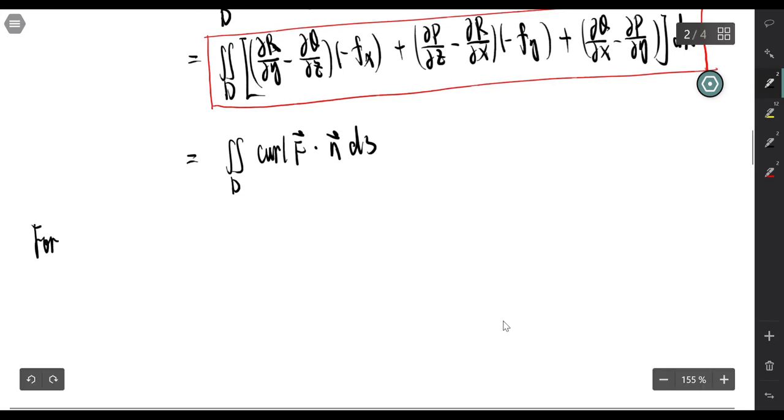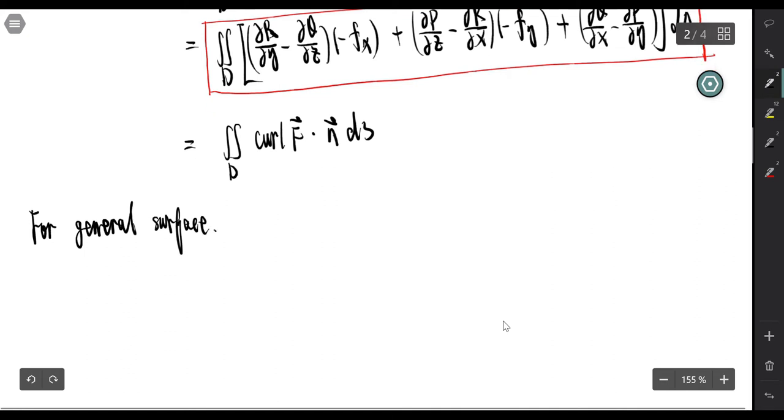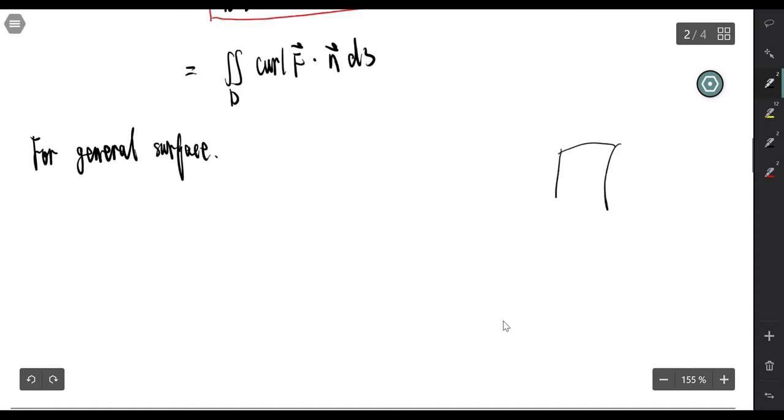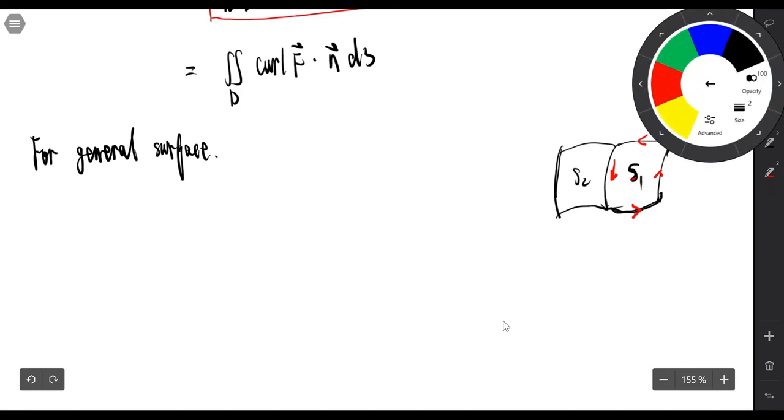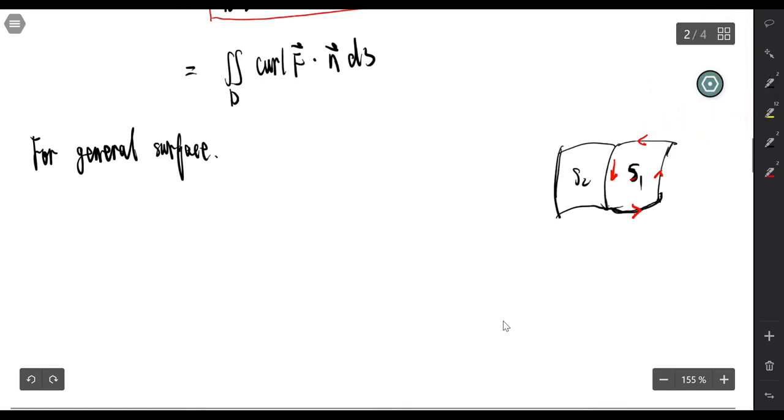For a general surface, if it corresponds to two surfaces, we can integrate both parts, because for S1 the boundary is in this direction. For S2, its direction is here.